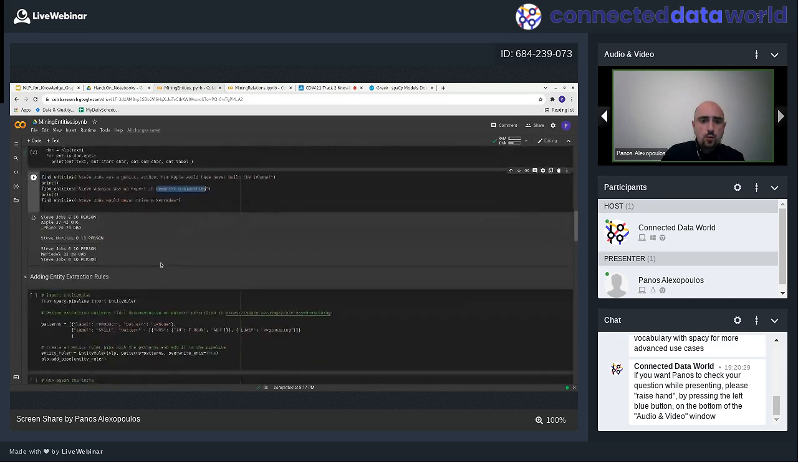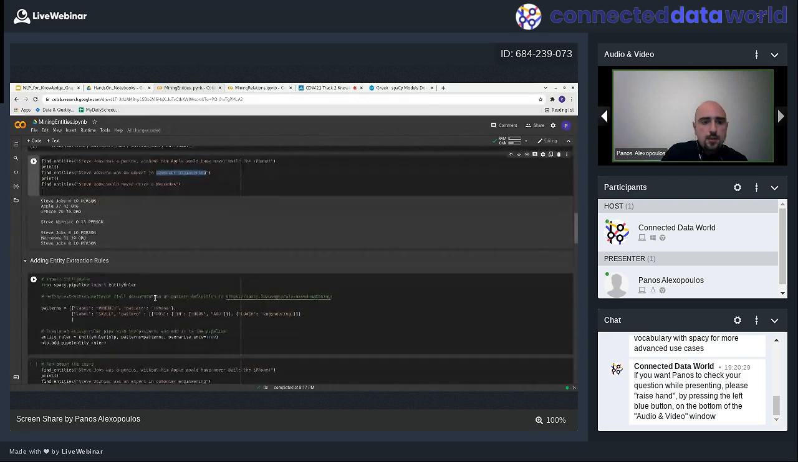So the way we can do that, one way to do that, is by defining handmade rules. And this is done in spaCy via a pipe, as part of the pipeline, which is called entity ruler. So we can import this entity ruler, and then we can define patterns and extraction rules by means of a dictionary.